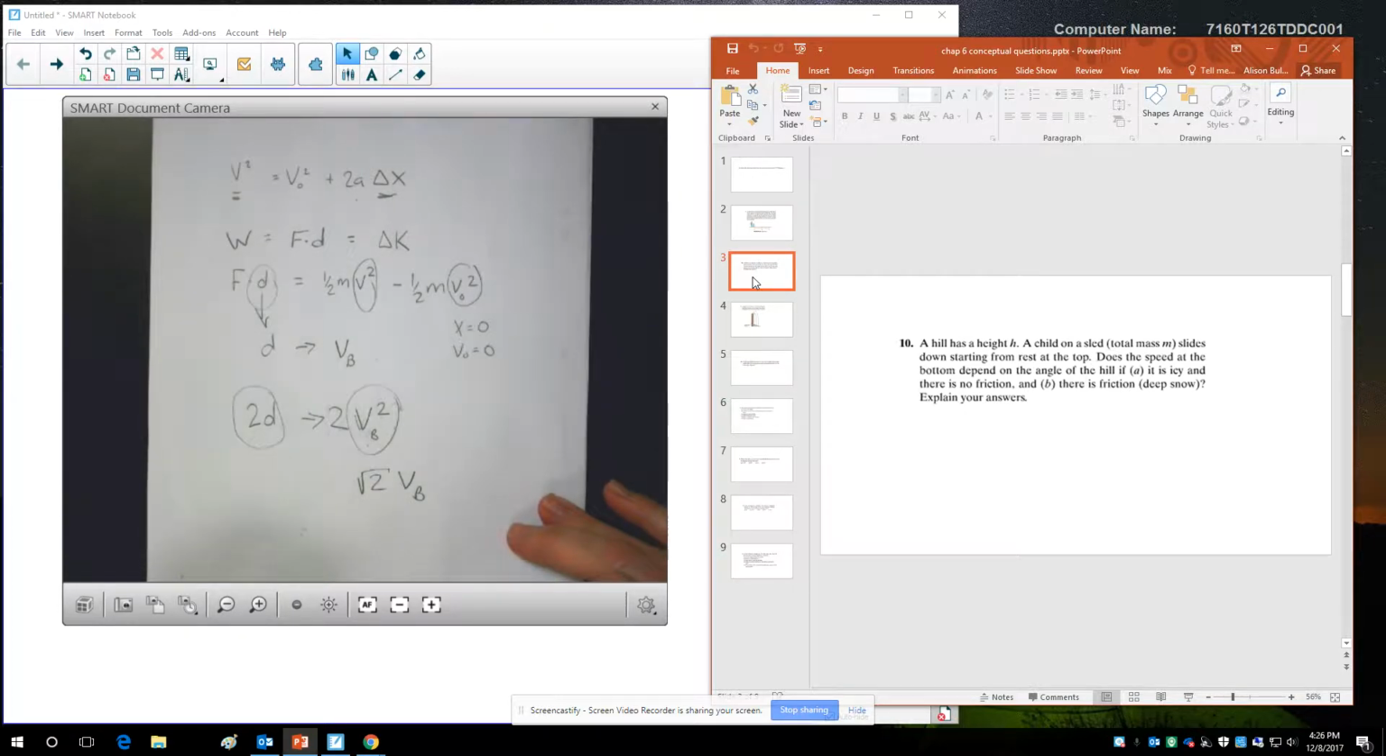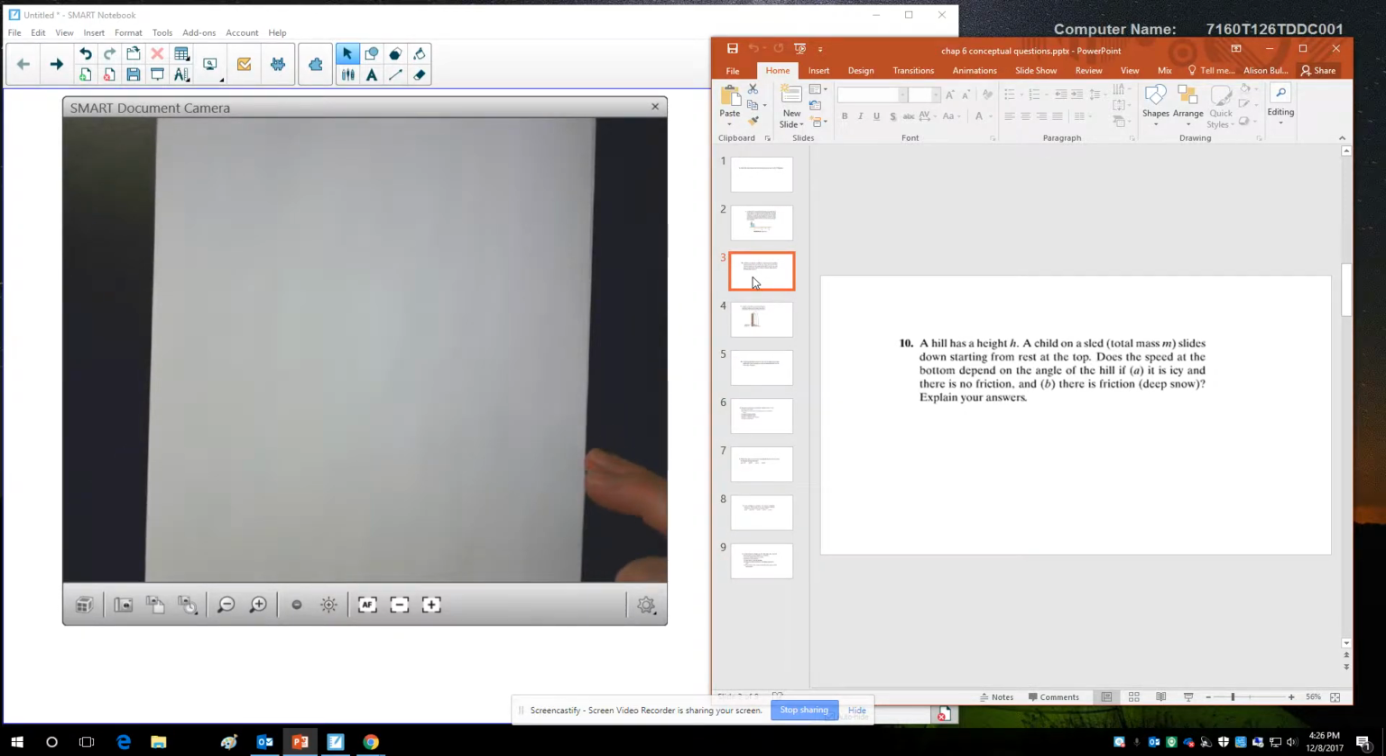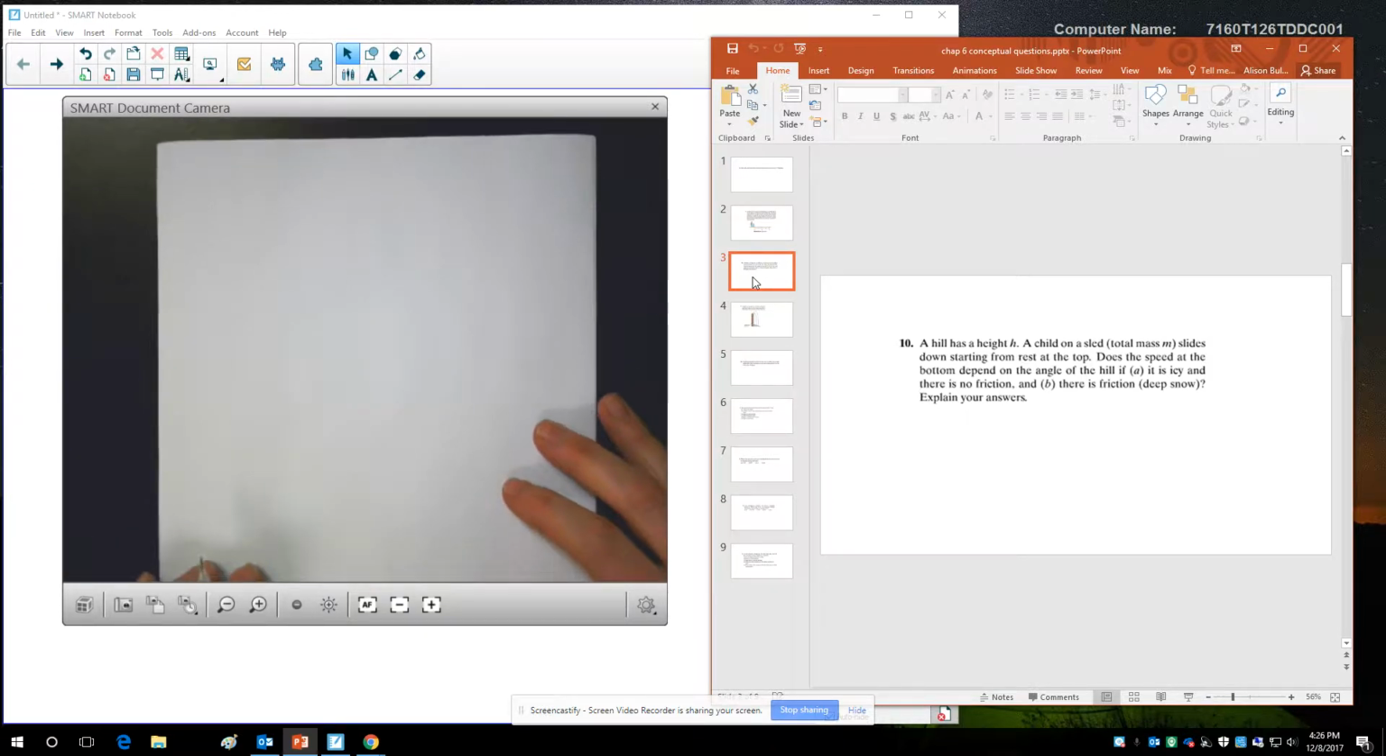Number 10. A hill has height h, a child on a sled with total mass m. So I'm assuming that means total mass of the child plus the sled. Slides down starting from rest at the top. Does the speed at the bottom depend on the angle of the hill if it's icy and there's no friction, or if there's friction and it's deep snow? So we have two questions really to answer here.